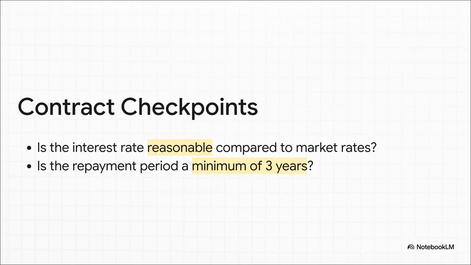Now, when you get to that contract stage, there are two, let's call them deal-breaker checkpoints you have to hit. First, is the interest rate you've agreed on actually reasonable when you compare it to market rates? And second, is the repayment period at least 3 years long? I'm telling you, getting either of these wrong can stop the whole process dead in its tracks.